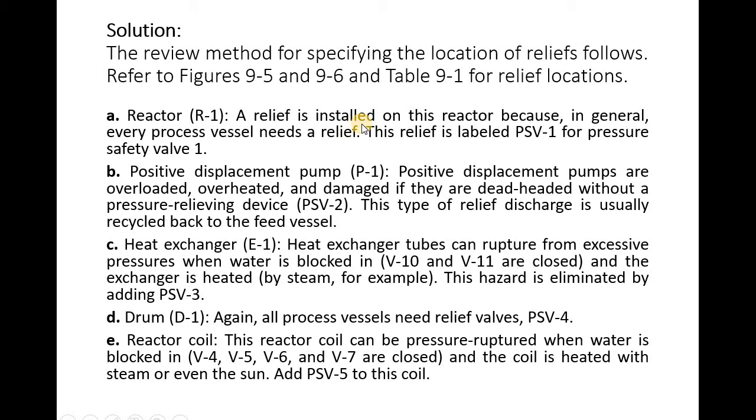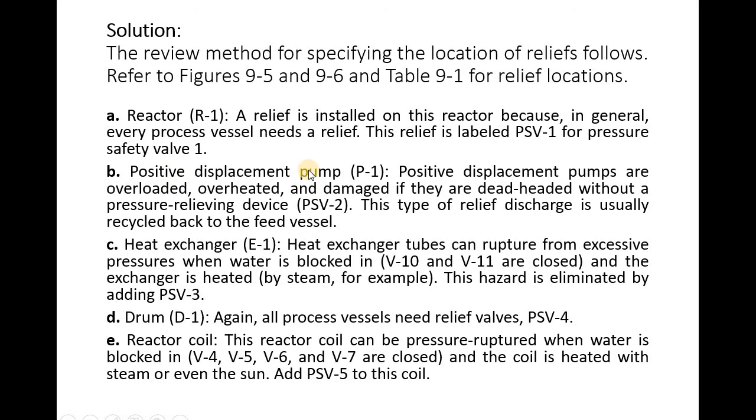So reactor 1: a relief valve is installed on this reactor because in general every process vessel needs a relief. That's the generic rule in table 9.1. Every process vessel needs a relief. The relief valve is labeled as PSV 1, pressure safety valve 1. I think it's pressure safety valve.